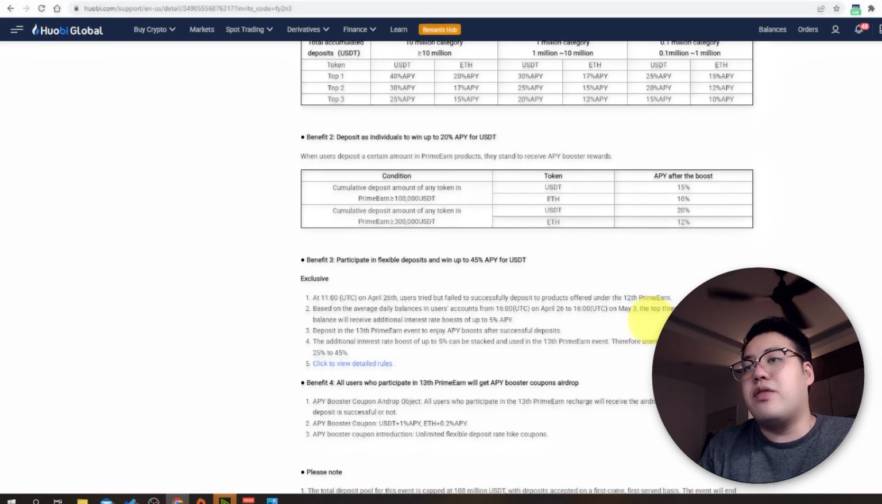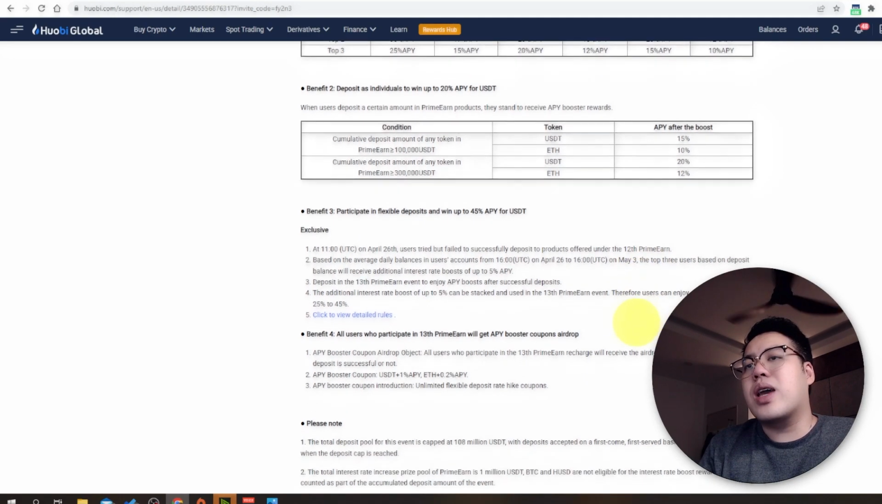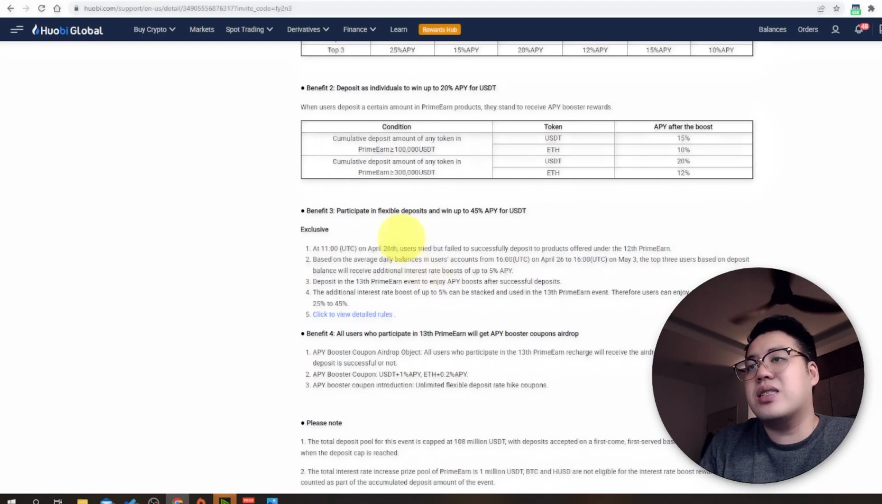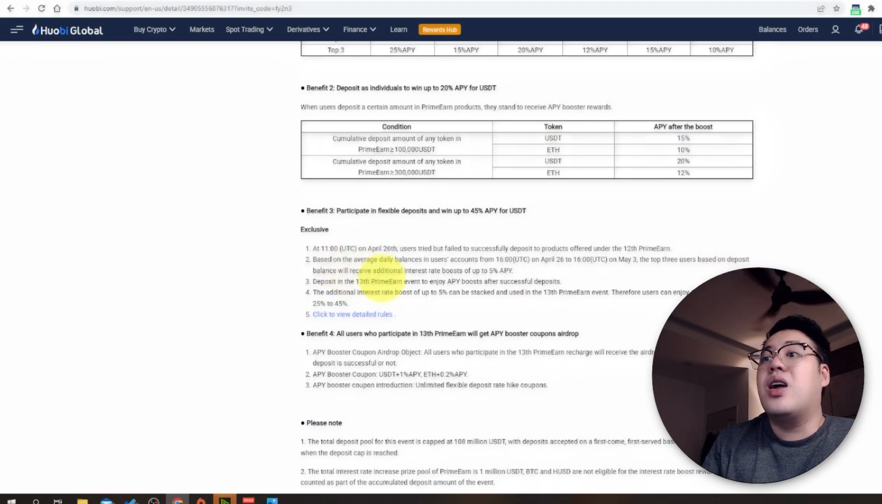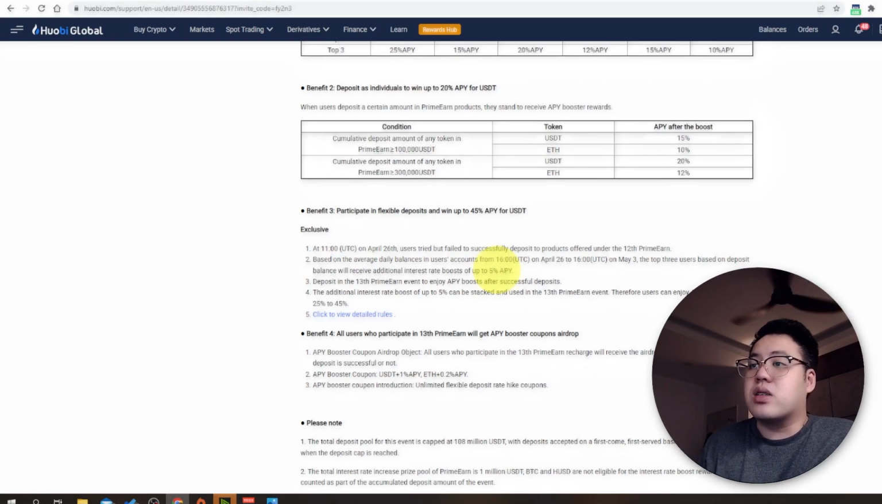And of course, if you want to get more of that, you can get benefit 3, which is to participate in flexible deposit and win up to 45% APY of USDT. So if the user successfully deposits to the product offered under the 12th Prime Earn, based on the average daily balances in the user account from April 26th all the way to May 3rd, the top 3 users based on deposit balance will receive an additional interest rate boost of up to 5%. This is an additional 5% that you can get, for a total of 45%, which is a very, very good thing. So all these benefits you can actually read up here.